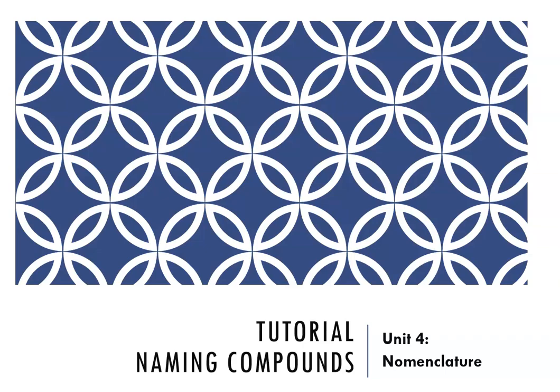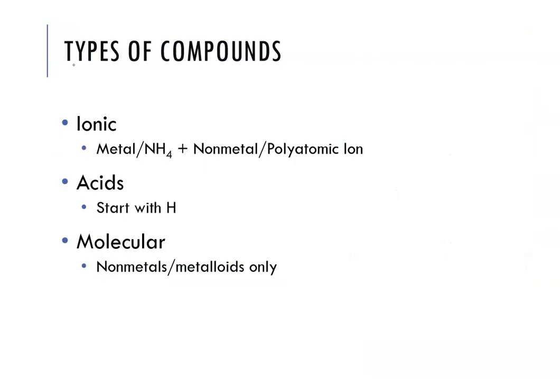Today I will be doing a tutorial on how to name compounds. Just as a refresher, before we can name the compound, we have to first identify what type of compound it is. So if it's an ionic compound, it's going to be a metal or NH4 plus either a nonmetal or a polyatomic ion. If it's an acid, it'll start with H, and molecular compounds will only have nonmetals and metalloids in them.